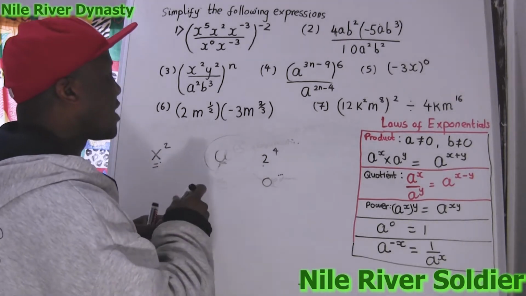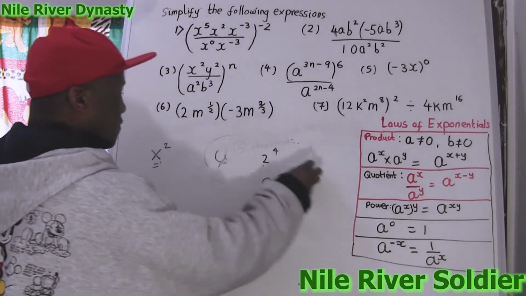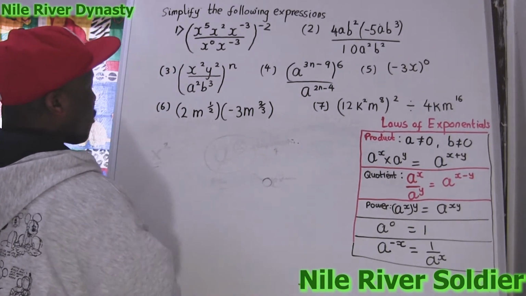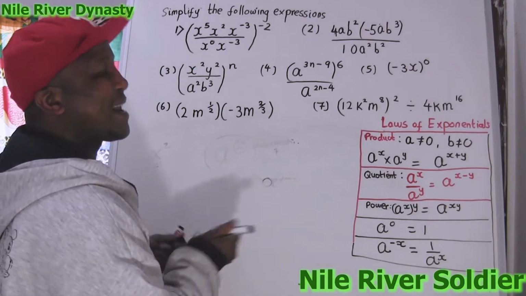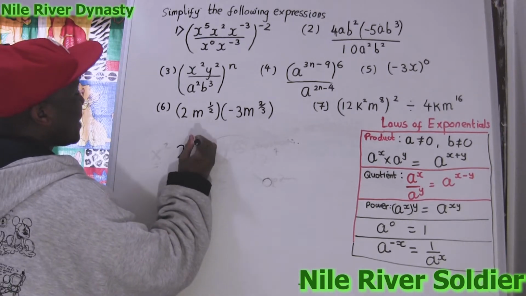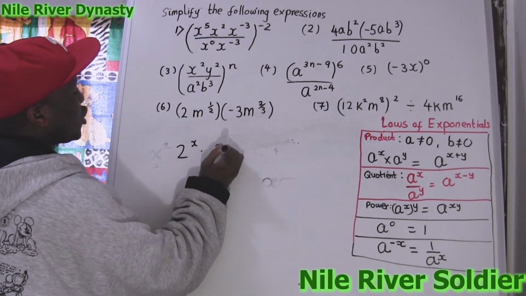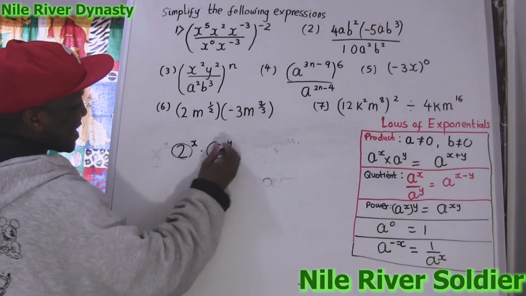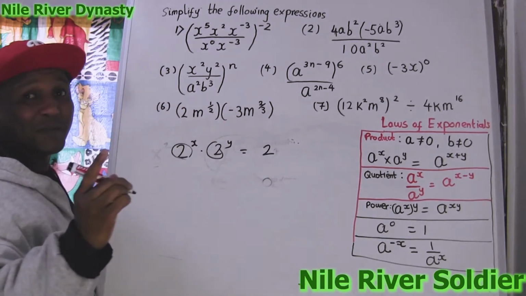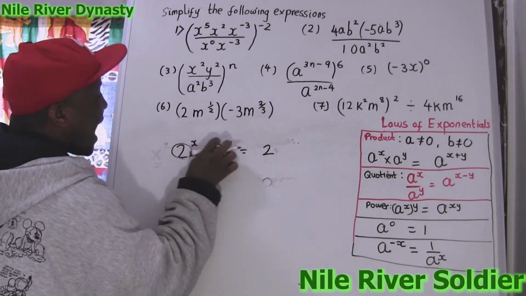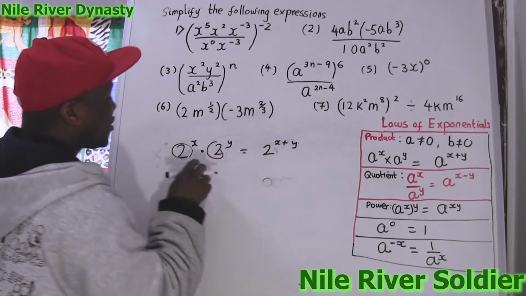Now let's go to the exponential rules. We have a product rule, because sometimes it can be an exponential multiplied by another exponential. For example, 2 power x times 2 power y. When the bases are the same, you only write 1 base, and then if there is a multiplication, add the powers. So it's going to be x plus y.